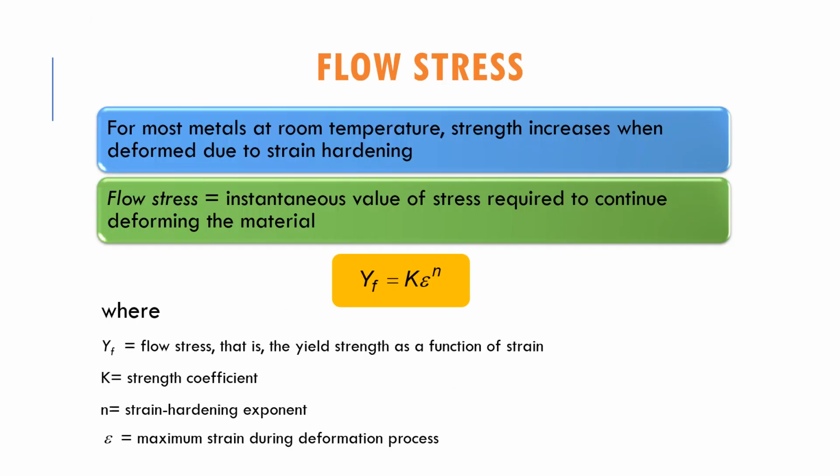Now let us look into the flow stress. For most metals at room temperature, strength will increase when we deform it due to strain hardening. So flow stress is the instantaneous value of the stress required to continue deforming the material. In this case, the flow stress we can take as the same as the flow curve equation, which is YF equals K epsilon to the power n, where YF is the flow stress, K is the strength coefficient, n is the strain hardening exponent, and epsilon is the maximum strain during the deformation process.